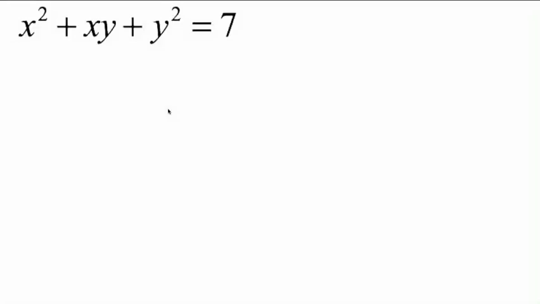With this one, it says, find 2 points where the curve x squared plus xy plus y squared equals 7 crosses the x-axis and show that the tangents of these curves are parallel. What is the common slope of these tangents?